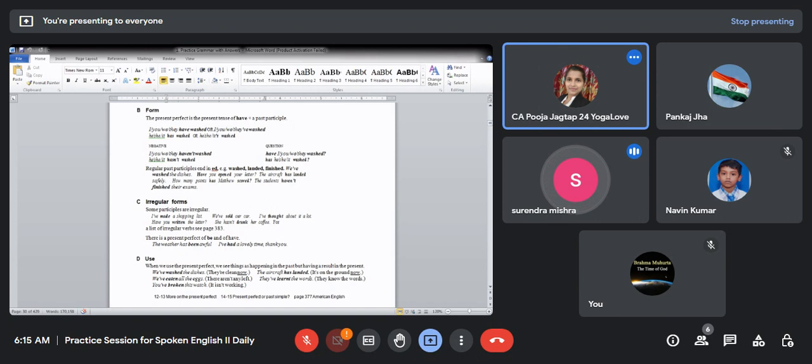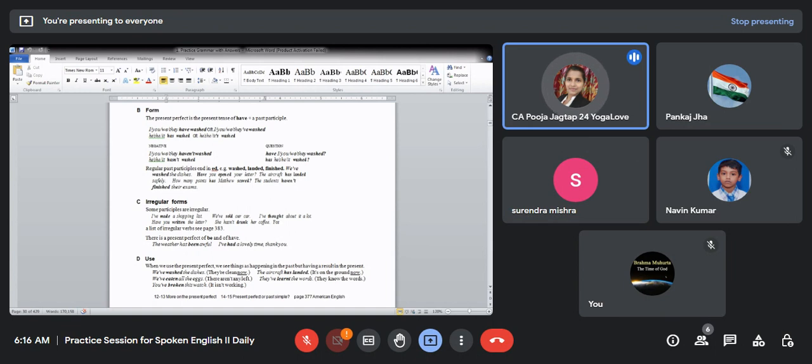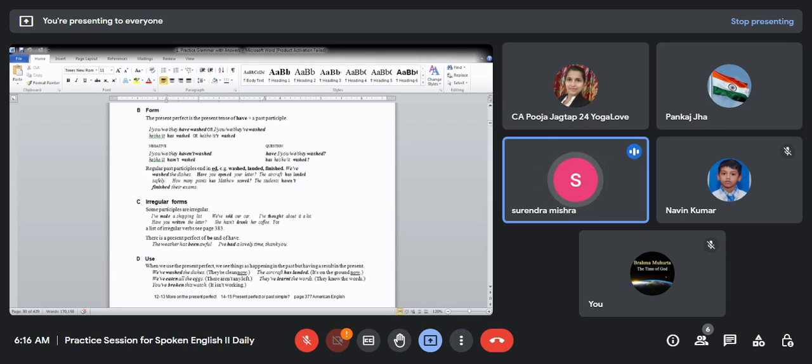Has been is used when the sentence is in passive form. And has, have, and the third form of the verb is used in the active form of the sentence.